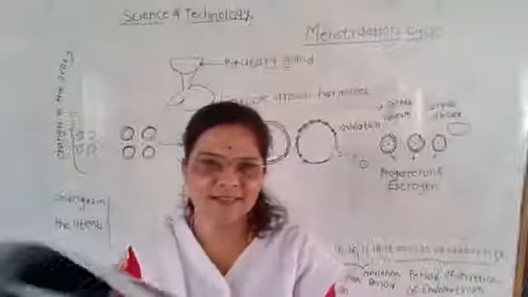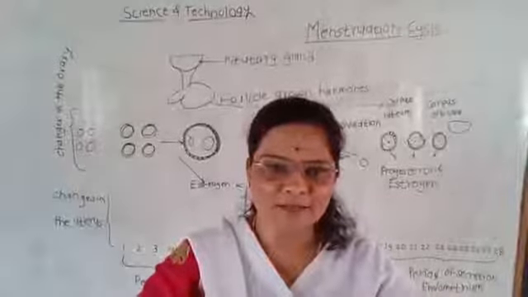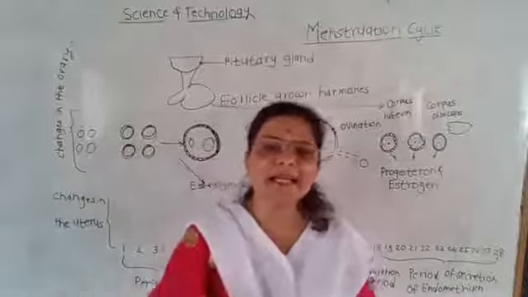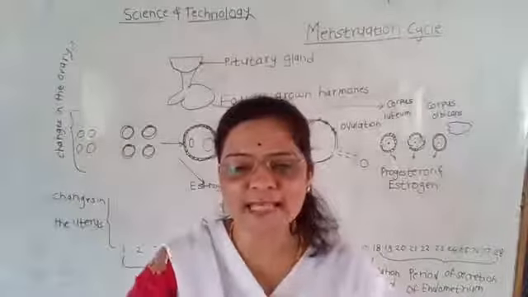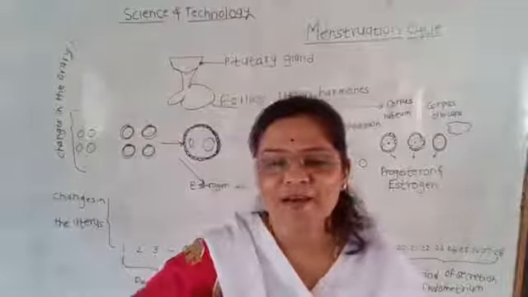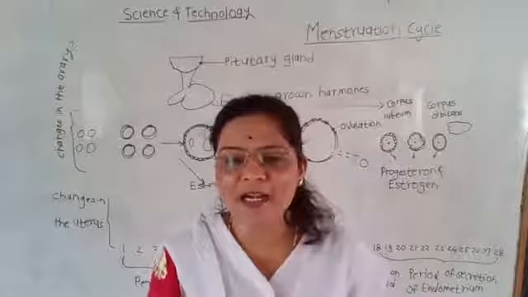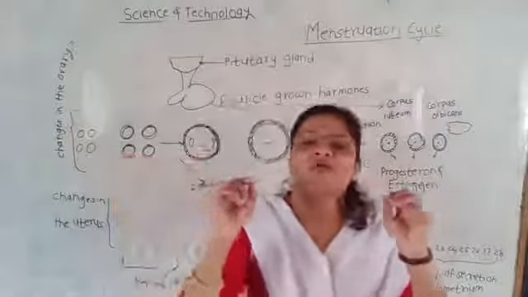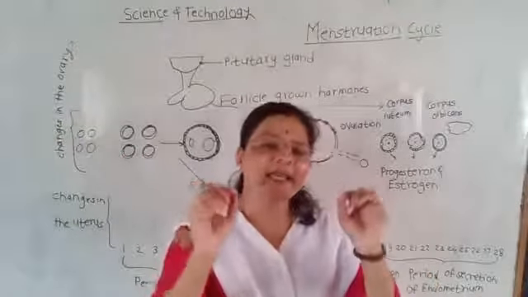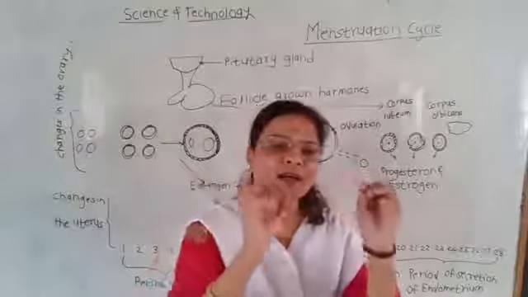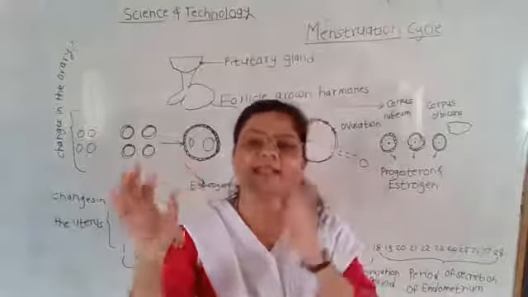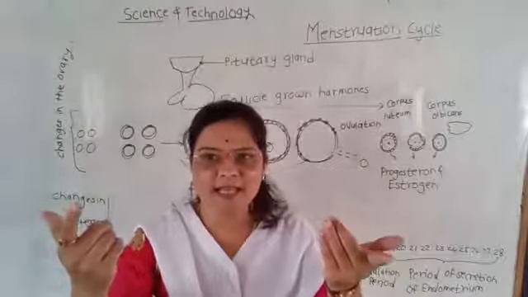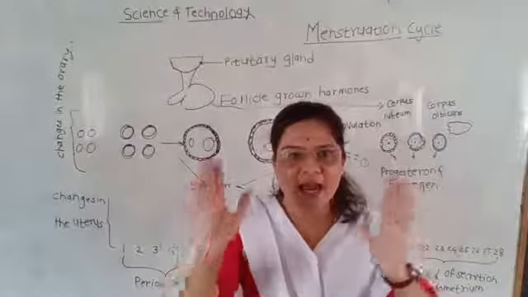Students, look at the blackboard. I have drawn the diagrammatic representation of the menstruation cycle. Students, the female reproductive system undergoes changes at puberty. What is puberty? Whenever, at the age of 10 to 17 years, a girl's secondary sexual characters arise, like the increase in height, increase in breast size, and menstruation starts.